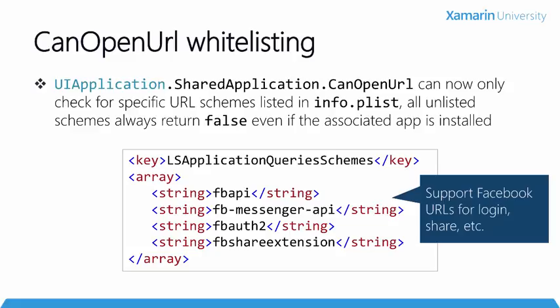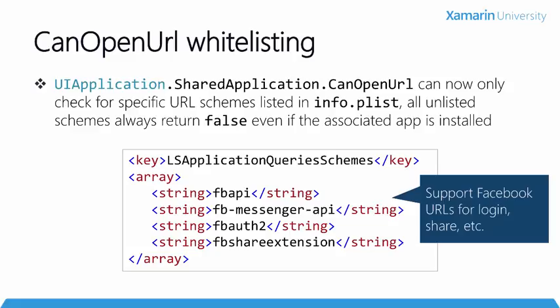Some applications were misusing this API, and instead of using it to detect and open an app, they were scanning your device to see if specific applications were installed, particularly competitor applications. This is a clear violation of privacy, and so Apple wants to prevent apps from being able to just arbitrarily scan your device to find out what apps are installed.